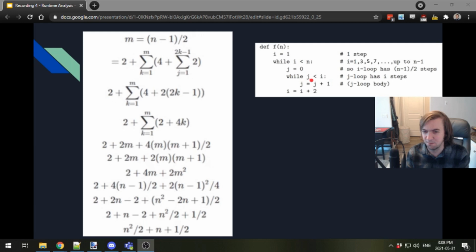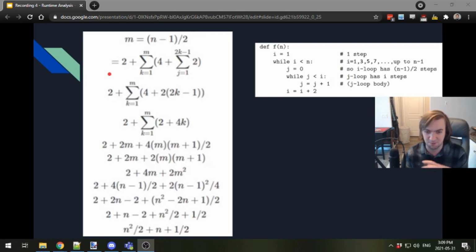Now, in this loop, how many steps do we have? We have j is j plus 1, that's a step, and then we also see if we leave the loop, j less than i. So 2 steps total inside this loop, which is where this 2 comes from. So that is this entire formula above my little red dot, showing you what is the runtime, including the summations, of this function.